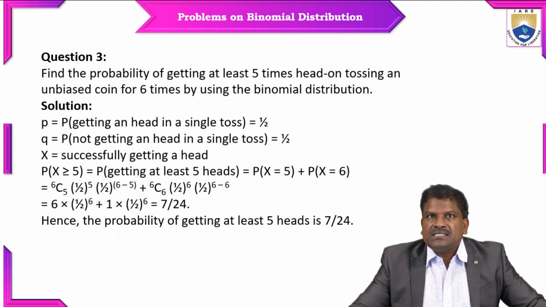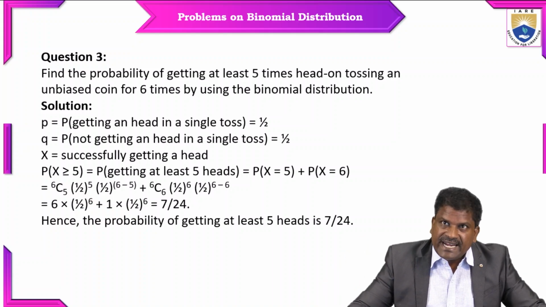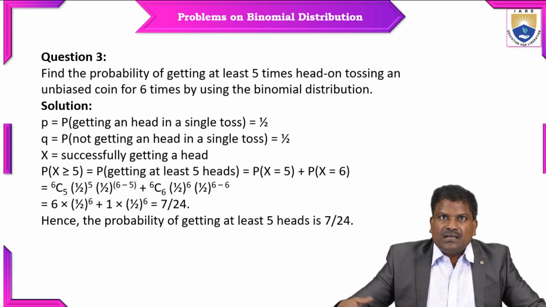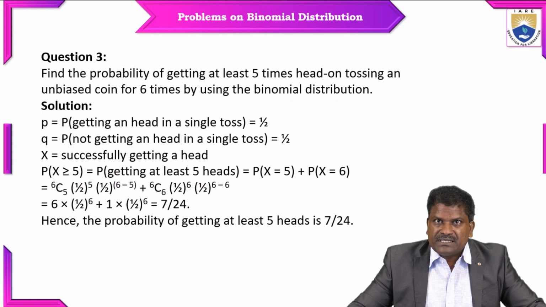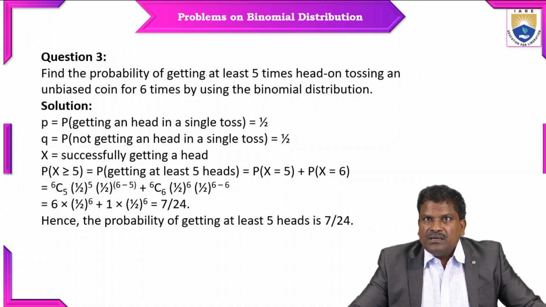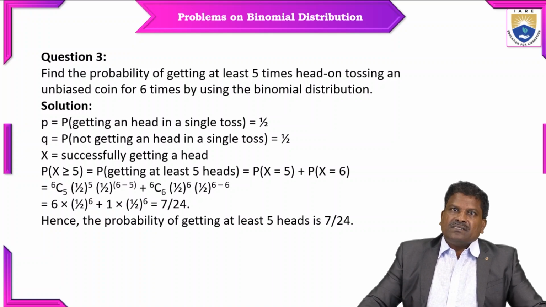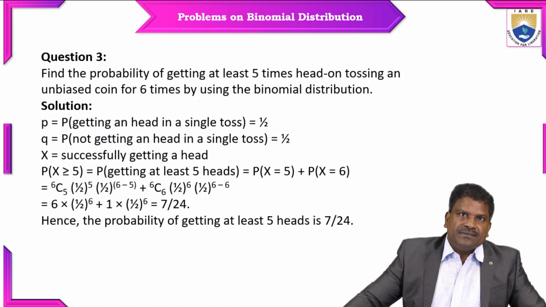Same like that, let us see one more sum. Find the probability of getting at least 5 heads on tossing an unbiased coin 6 times by using the binomial distribution. Here let us analyze the data given in the sum. P, the probability of getting a head in a single toss, is known to us, 50%, 1 by 2. Same for Q, the probability of not getting a head in a single toss, 1 by 2.